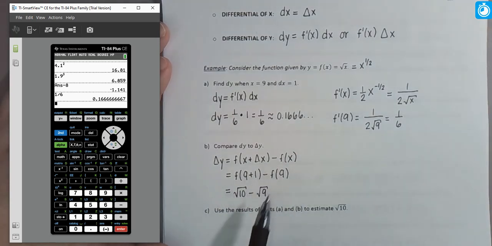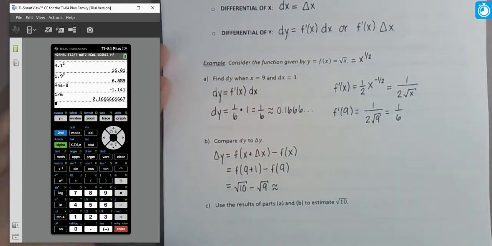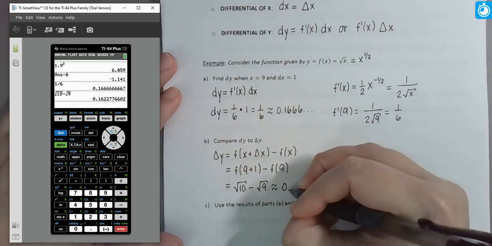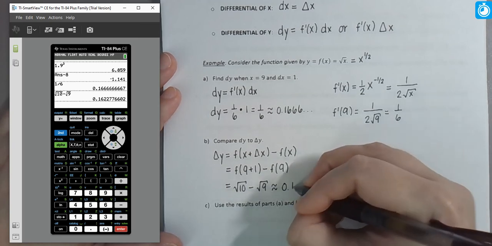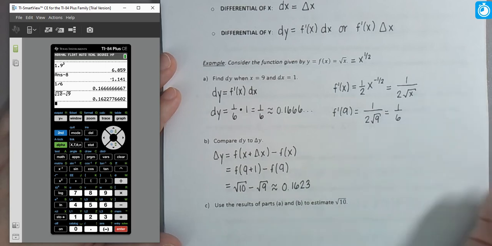Now, the square root of 9, we don't need to approximate; we can find that exactly. The square root of 10, we need to approximate. If we were to approximate that in the calculator, that's going to be the square root of 10 minus the square root of 9, which of course we know to be 3. And so that's going to be approximately 0.1623 if we were going to round.